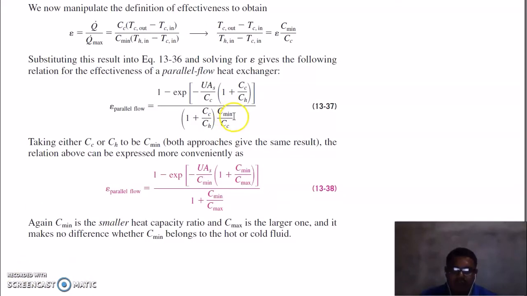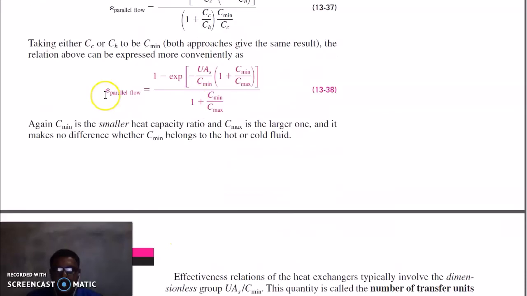Now in this case, what should be C minimum? You can take either C_c or C_h to be minimum. Both approaches give the same result. The relation above can be expressed more evidently by this. If you put the value of C minimum, either C_c or C_h, you will get this relation here. So you can replace cold or hot with minimum or maximum. The equation will be the same, so this is your equation. Again, C minimum is the smaller heat capacity rate and C maximum is the larger one, and it makes no difference whether C minimum belongs to the hot or cold fluid. Now you can see these are the effectiveness relations of a heat exchanger.